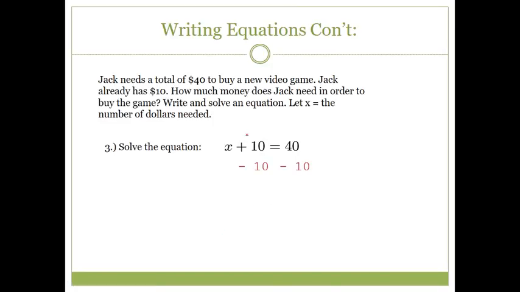So what we need to do is subtract 10 from both sides to undo addition. So a plus 10 and a minus 10 cancel out. On the left-hand side, we're just left with x, and 40 minus 10 is 30. So Jack needs $30 to buy the game.